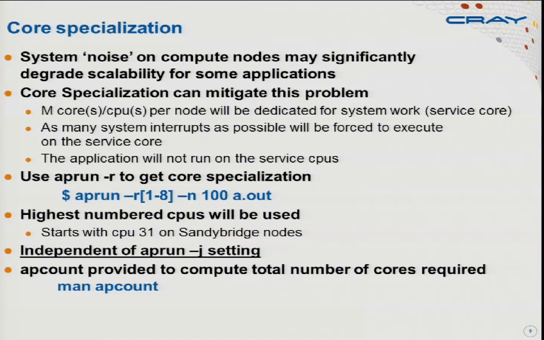We'll hit this a couple times yet. I think there's a man page for apcount that helps you compute the total number of cores required given an aprun command. I think that's what that does. I haven't played with it much. I always do it myself, but that's something to look at. An interesting thing, and I'm going to come back to this in 4 slides.